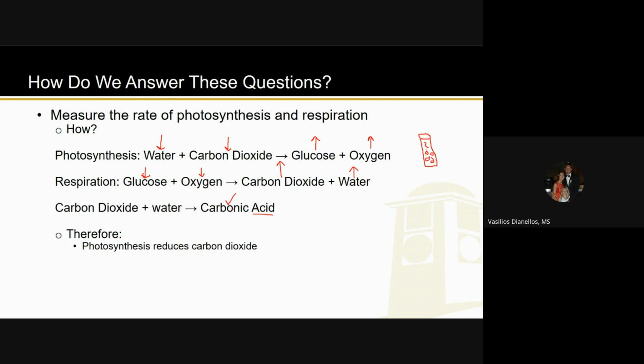photosynthesis, as you know from here, photosynthesis reduces the levels of carbon dioxide, right? Because photosynthesis uses carbon dioxide. And if it's reducing the levels of carbon dioxide, that means it's going to reduce the amount of acid in the solution, right? And what happens to the pH when you reduce the amount of acid, right? When you make something more basic and less acidic, what happens to the pH? The pH increases.